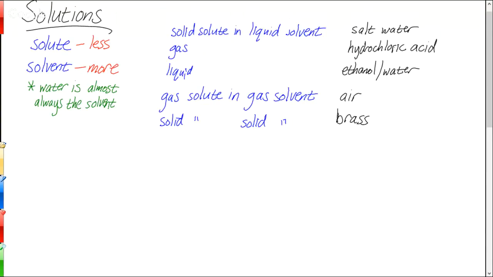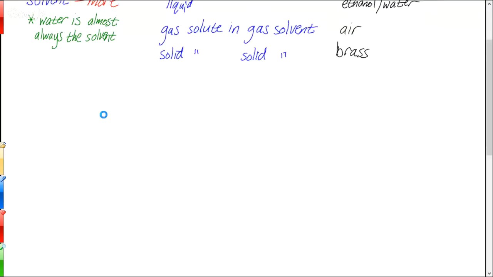All right, a couple more definitions about solutions, and then we'll get into some of these measurements.